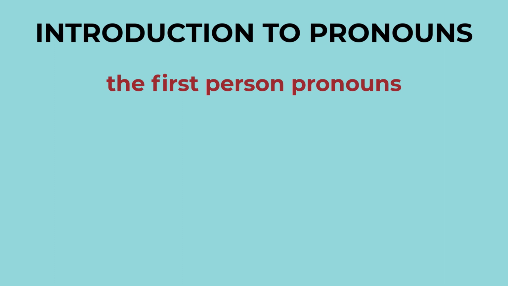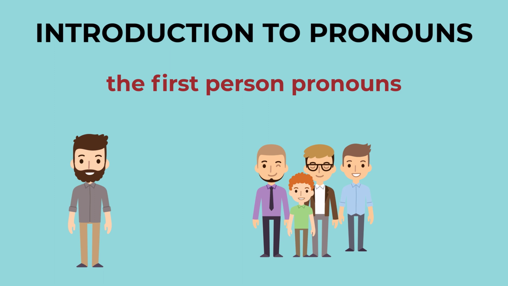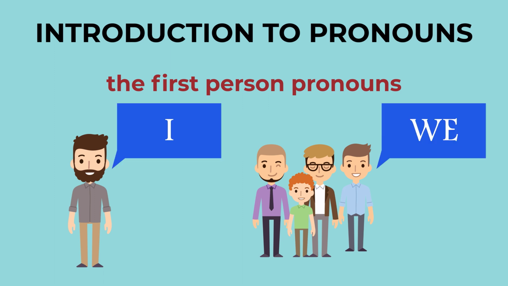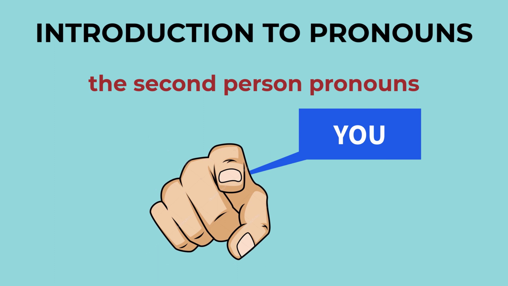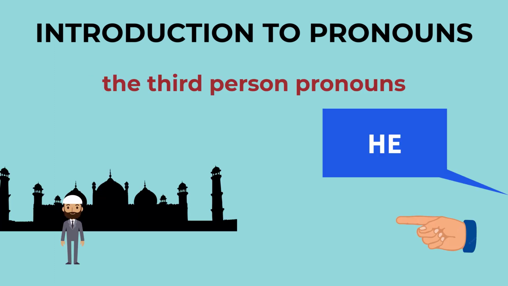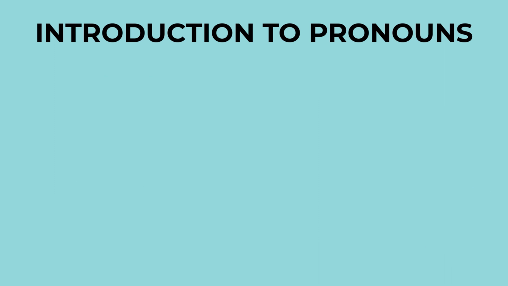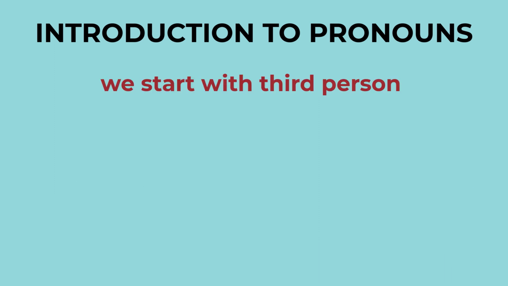Can you give me an example of first person pronoun? I and we. Huh? Okay. A pronoun that refers to the hearer. Huh? Second person. And then a pronoun that refers to somebody who's not in front of us, who's in another room or away, we call it third person. Are you with me? We always start the pronoun with the third person. We start with third person.